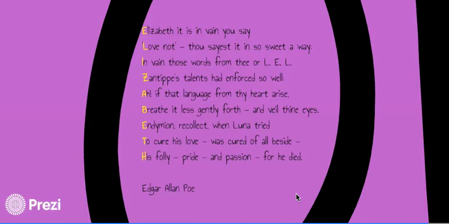So this was for a girl named Elizabeth, clearly. And he says, Elizabeth, it is in vain you say, love not. Thou sayest it in so sweet a way. In vain those words from thee, or L-E-L, Xantippe's talents had enforced so well. Ah, if that language from thy heart arise, breathe it less gently forth, and veil thine eyes. Endymion, recollect, when Luna tried, the sun's glaring on her, to cure his love, was cursed of all beside, his folly, pride, and passion, for he died.